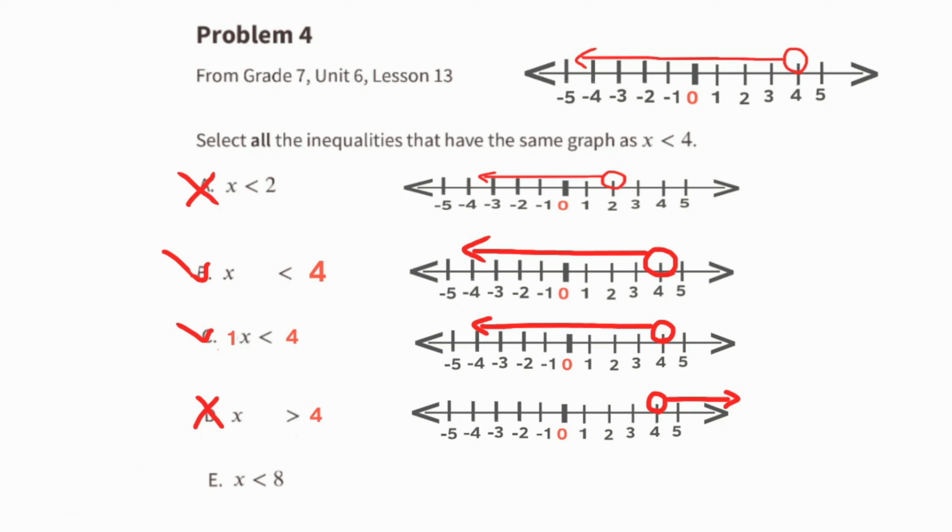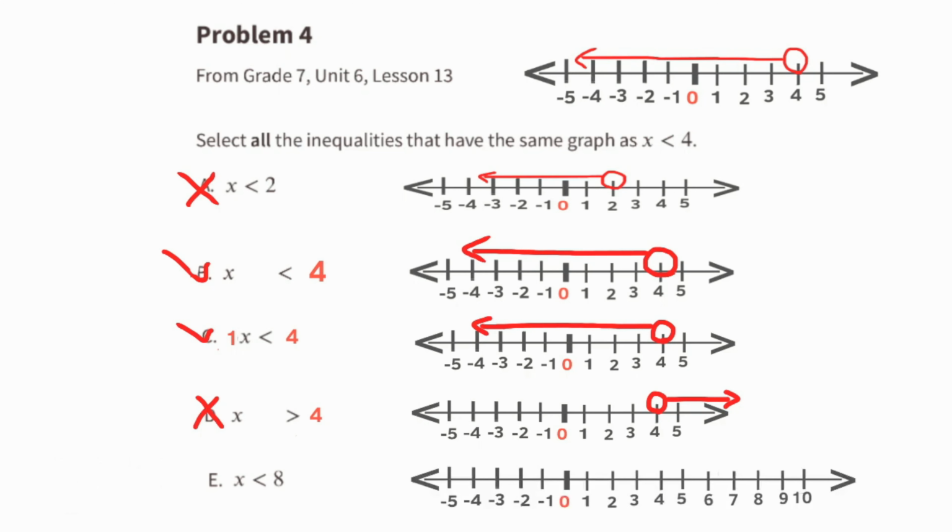E. X is less than 8. This graph, there will be a circle above the 8 with the arrow pointing to the left. So E is not the same either.